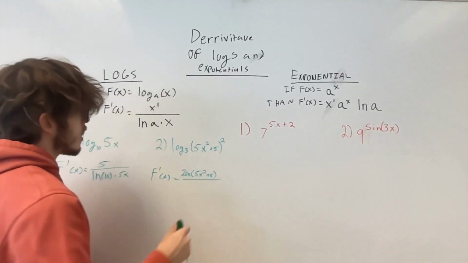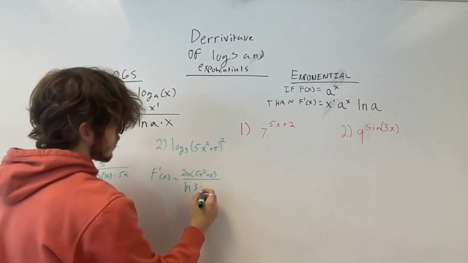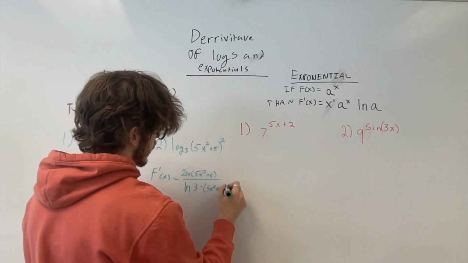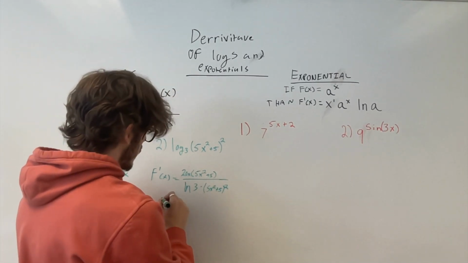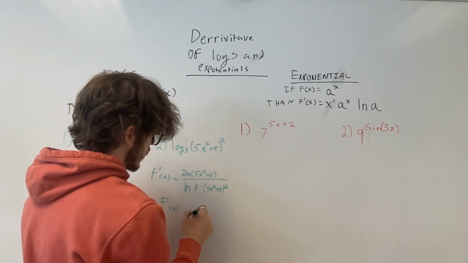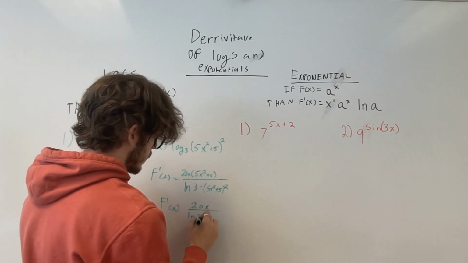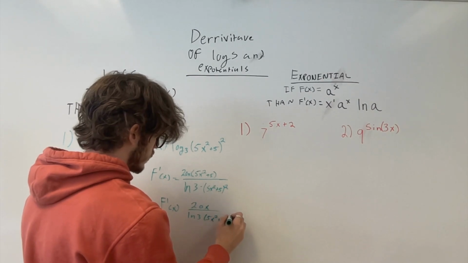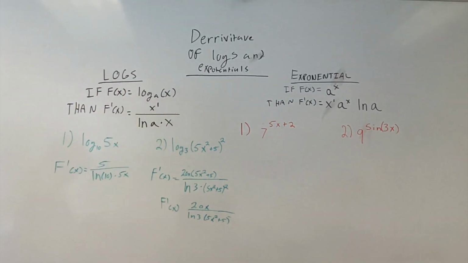Then we need to take the natural log of the base, so ln of 3 times x. So x in this case is 5x squared plus 5, squared. And we can do a simple simplification by canceling out one of our 5x squared plus 5 factors. So this simplifies to 20x over natural log of 3 times 5x squared plus 5 to the first.